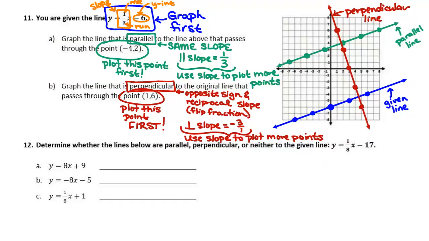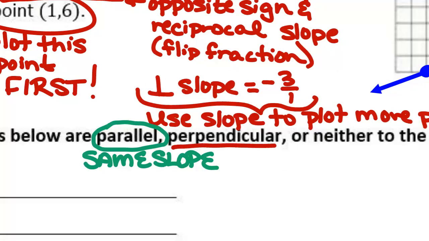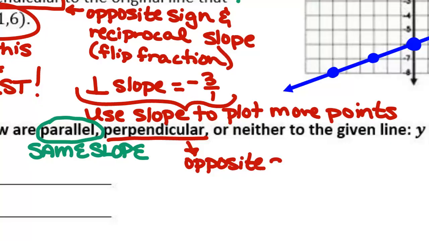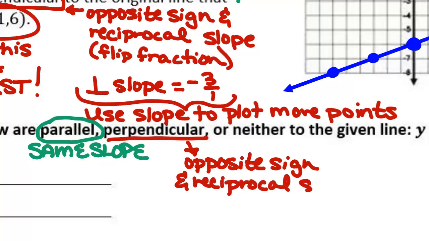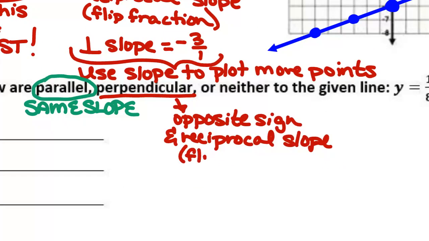Nicely done. Let's look at number 12 next. We already talked about this, but parallel means it's going to have the same slope, and perpendicular means it's going to have the opposite sign and reciprocal. Opposite sign and reciprocal slope. Reciprocal means to flip the fraction.